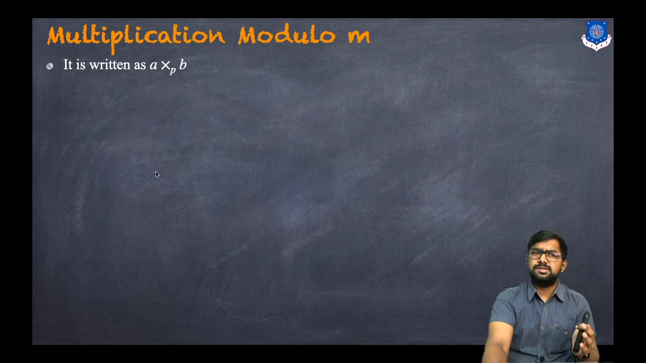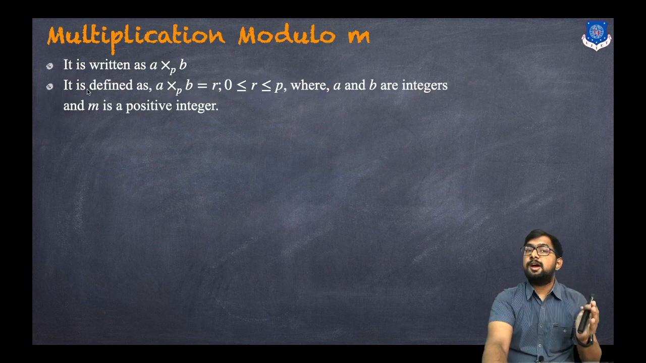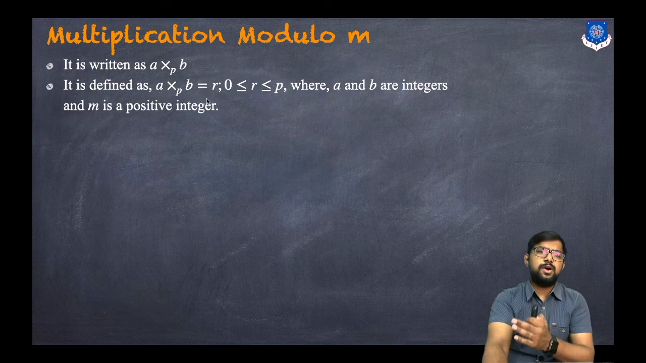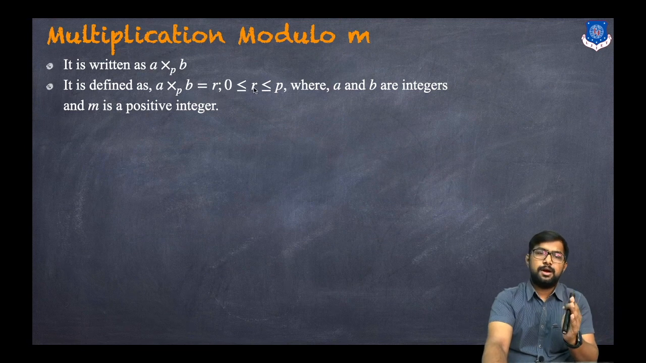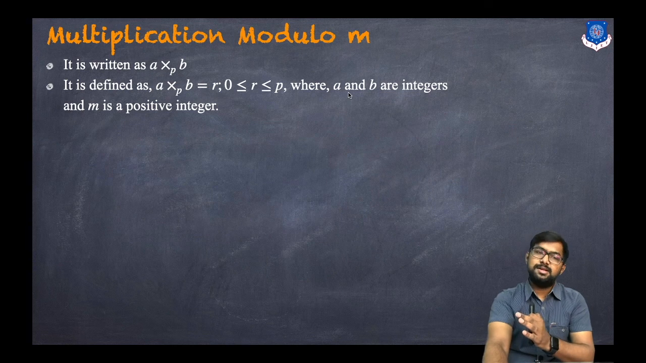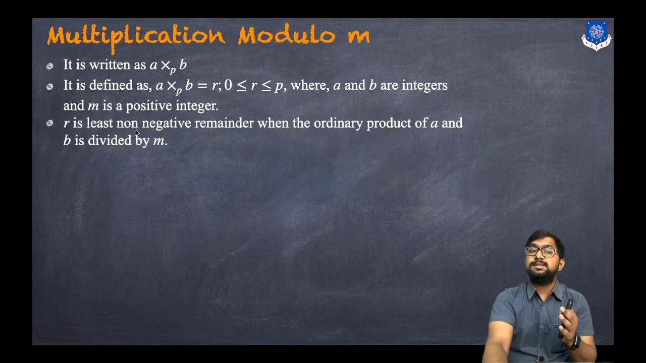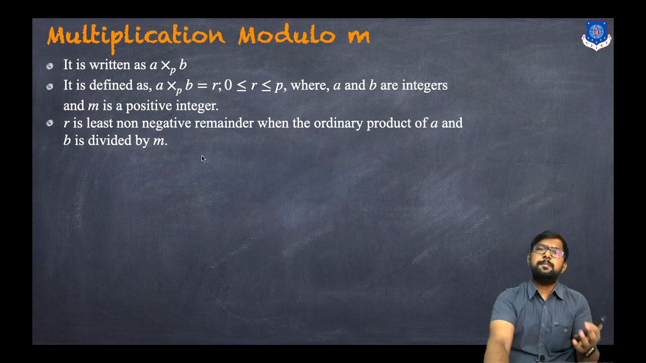The same procedure. It is written as a ×ₚ b, a star or cross p. It is defined as a ×ₚ b = r, same procedure. r is between 0 and p, where a and b are integers and p is a positive integer. Now r is the least non-negative remainder when the ordinary product of a and b is divided by p. Okay, so there is a correction, it is divided by p.